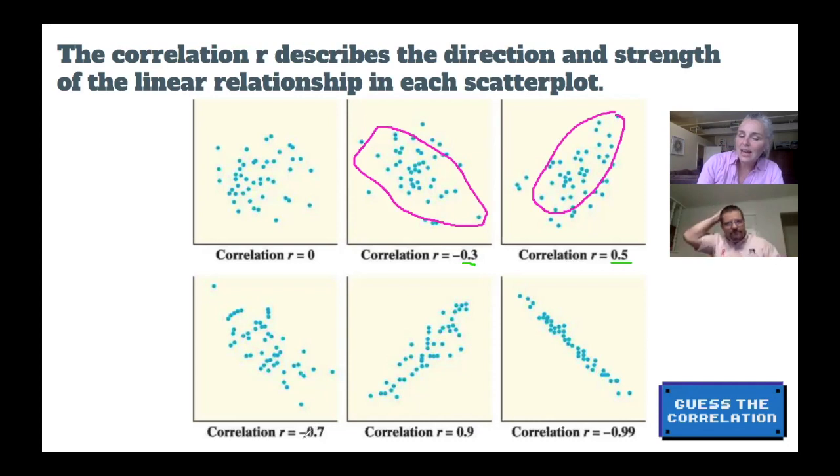Correlation of negative 0.7, you've got that downward trend, and the data is kind of squishing together more and more like a line. Correlation of 0.9, we're squishing together even more, but this time trending positively, or trending up. Correlation of negative 0.99, you got a really good cluster that looks like a line. Now, guys, it's important for us to note that in real life, a correlation of 0.99 does not happen. It is just such a rare thing.